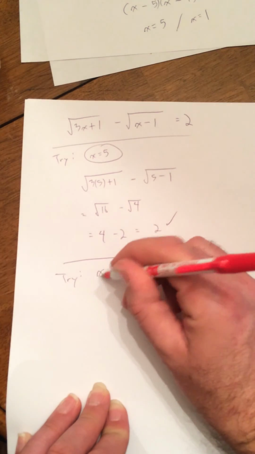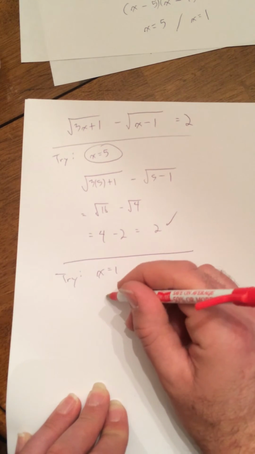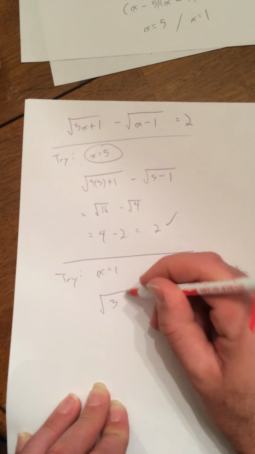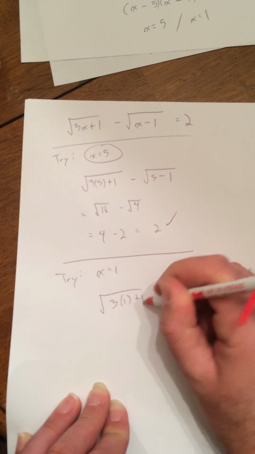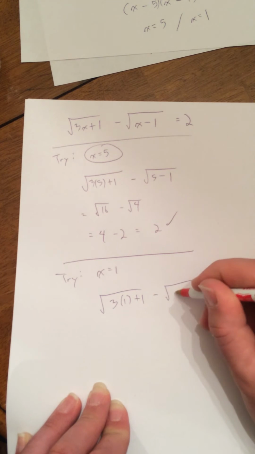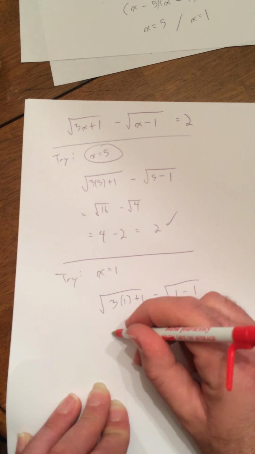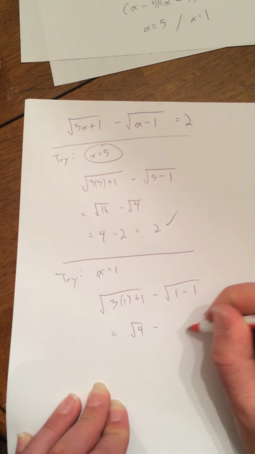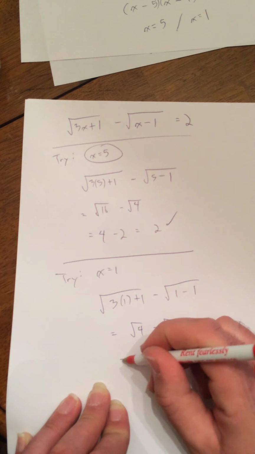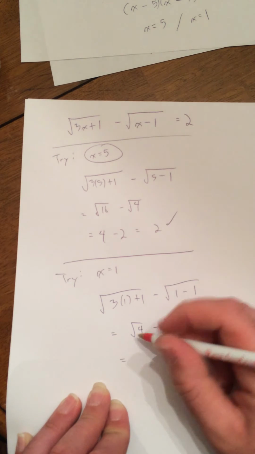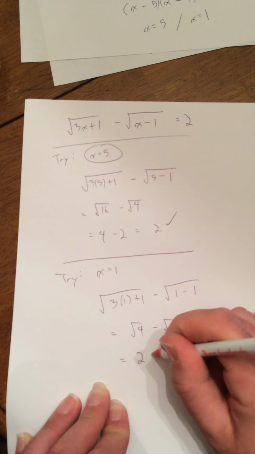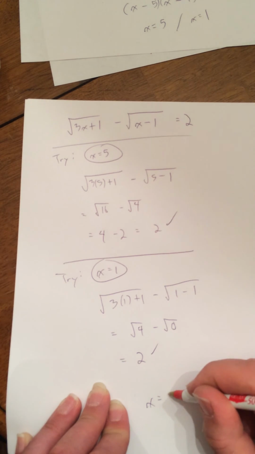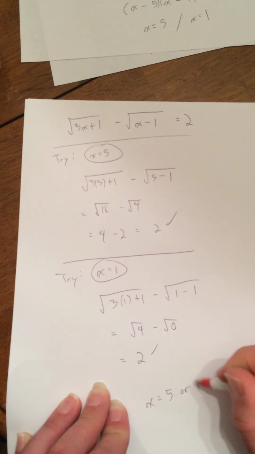The other solution we got was x equals 1. Now if I plug this in, I get square root of 3 times 1 plus 1 minus the square root of 1 minus 1. Now that is the square root of 4 minus the square root of 0. And it looks like it's also going to work. Square root of 4 is 2, and that's what we needed. So you get two solutions this time. You get x equals 5 or 1.